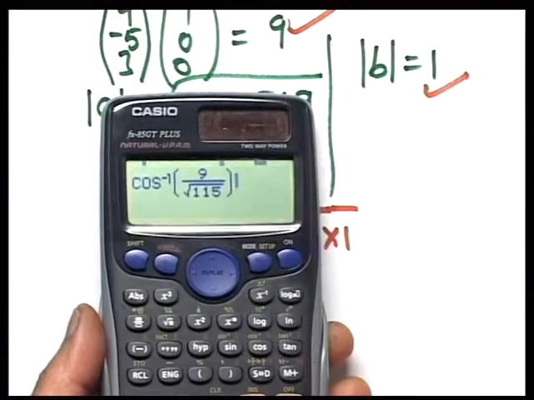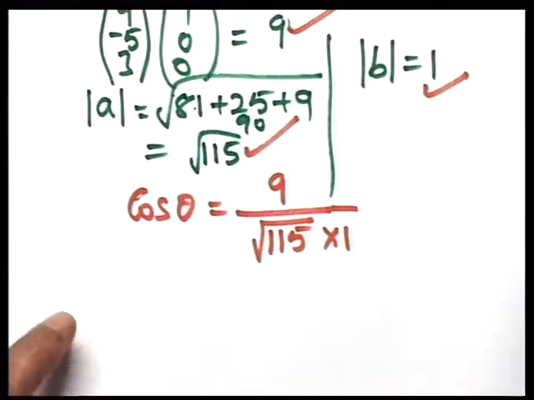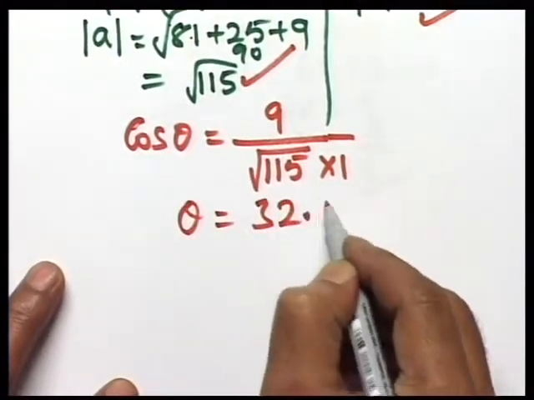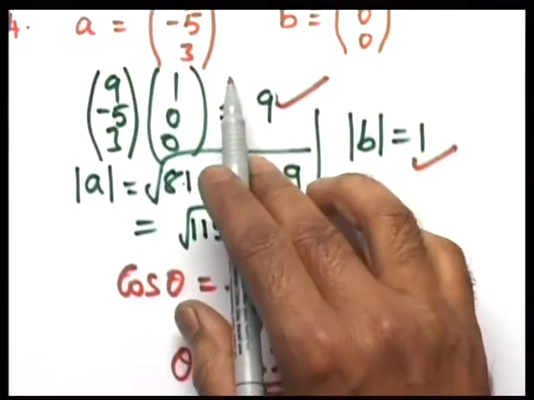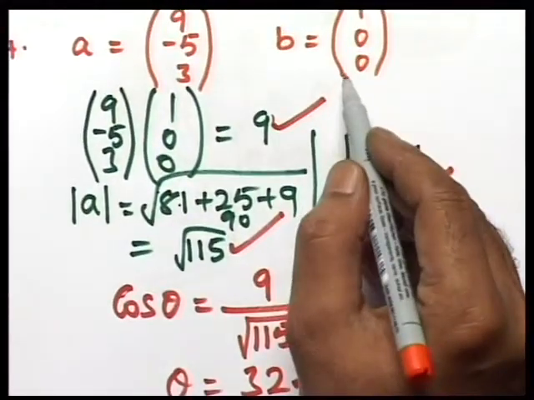The answer comes down to 32.9. So that's the acute angle, right? So theta equals 32.9. So this vector is making an angle of 32.9 with the x-axis, please.